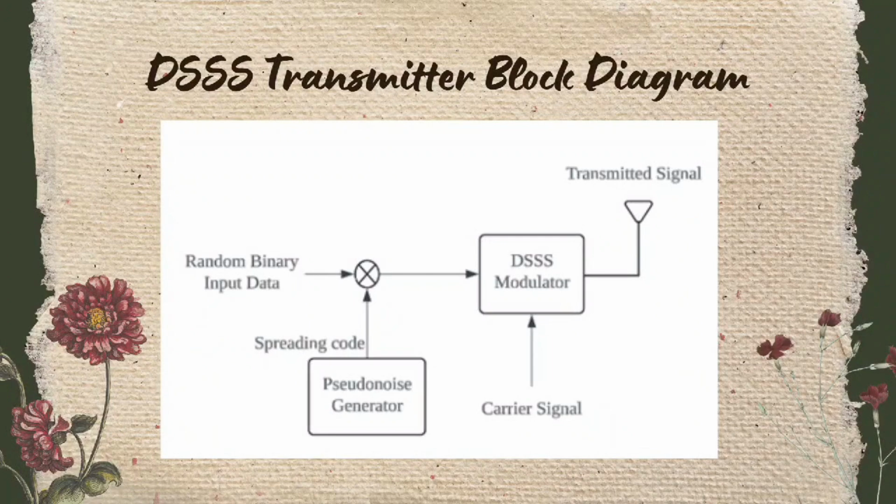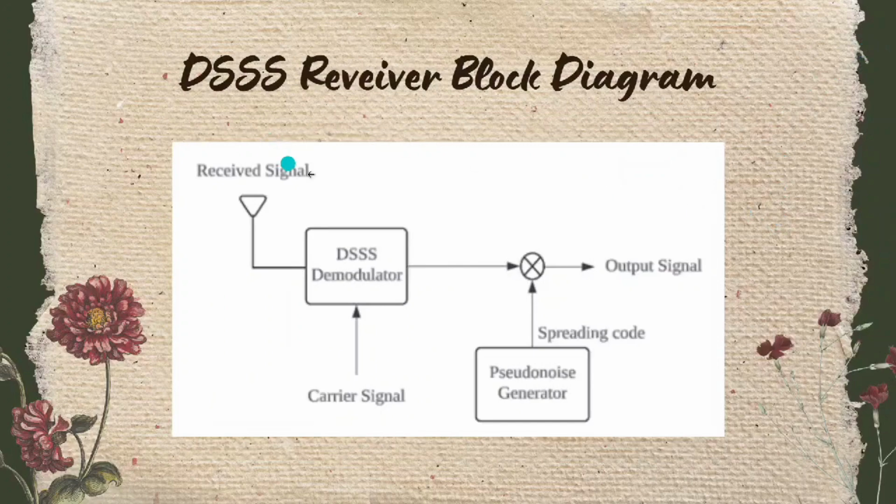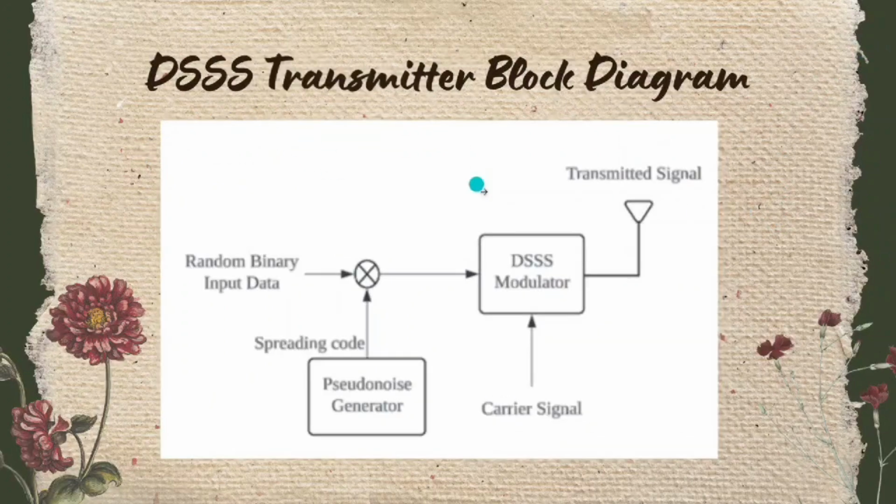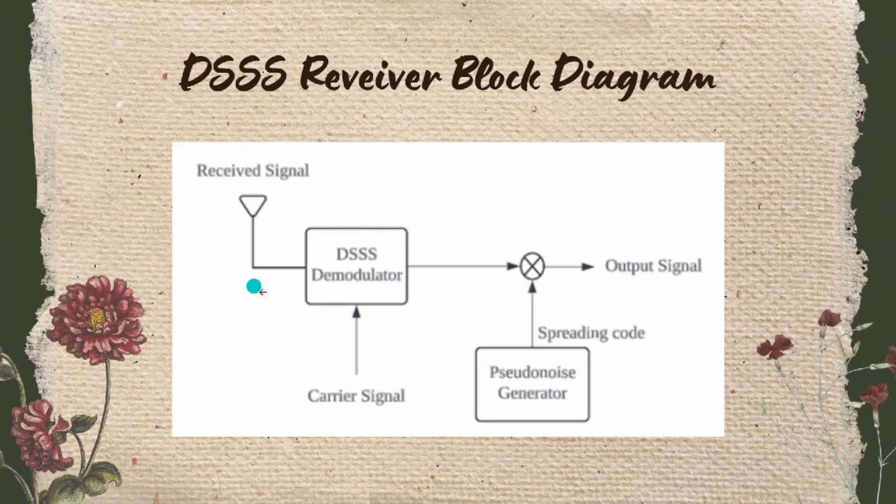In the DSSS transmitter, the original data is mixed with the PN sequence to spread the signal over a wider frequency band. This spread signal is then modulated onto a carrier wave and transmitted. Next, at the receiver, the incoming signal is demodulated. The same PN sequence is used to separate the original data from the spread signal, effectively filtering out the noise and interference.